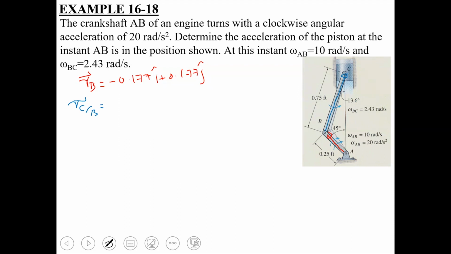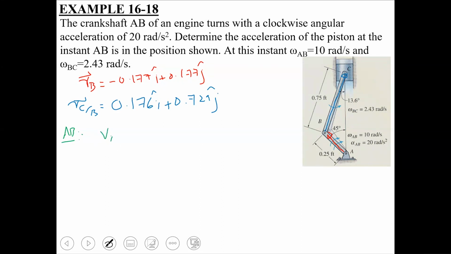So overall this RCB vector would become 0.176i plus 0.729j. Units in both vectors will fit. Okay, so after applying the vector, from which link are we going to start our solution? Link AB. We are going to start our solution with link AB, which is in pure rotation.